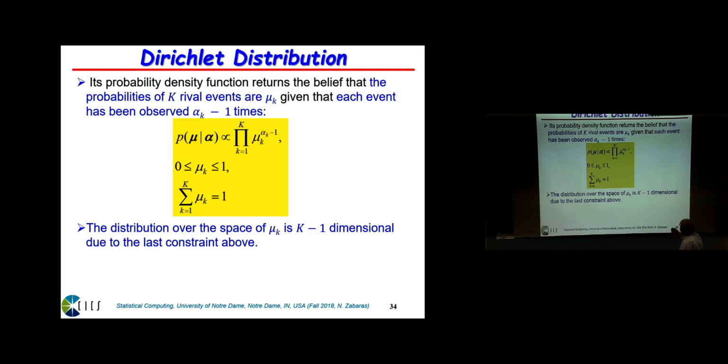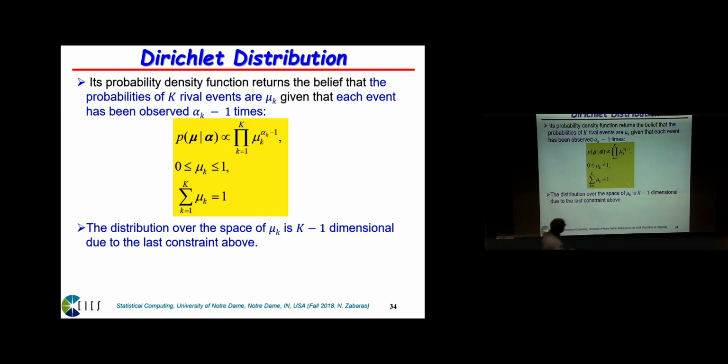All right? And obviously, if I have capital K events, all right, and the probability of each of these is mu1, mu2, etc., and I know that each of these events happen alpha 1 minus 1, alpha 2 minus 1, then the probability of mu given these coefficients alpha is what you see here. Okay? So the sum of these mu k's has to be equal to 1 because they are probabilities, but what I want to emphasize, this distribution is the probability of mu given the coefficients alpha. Okay?